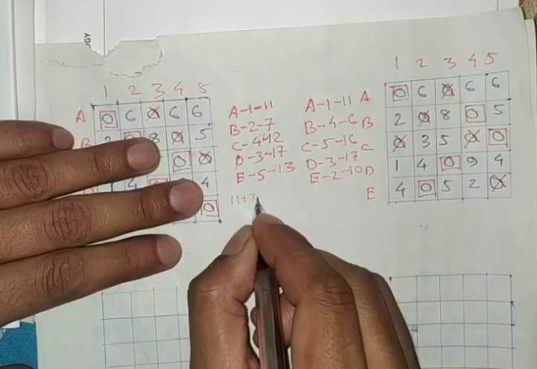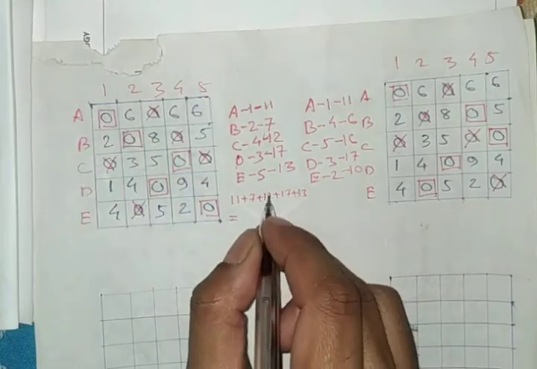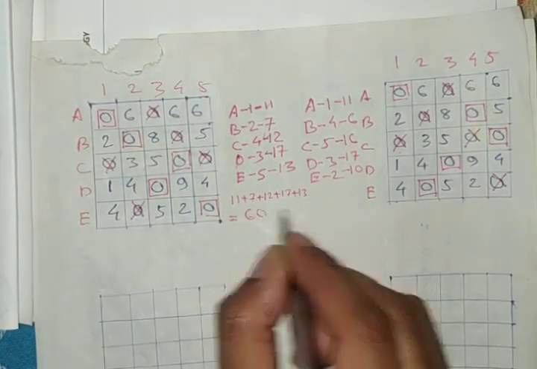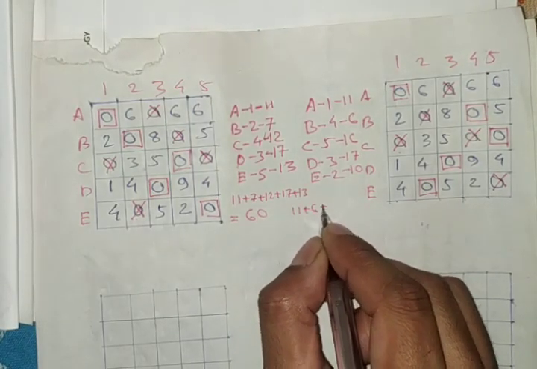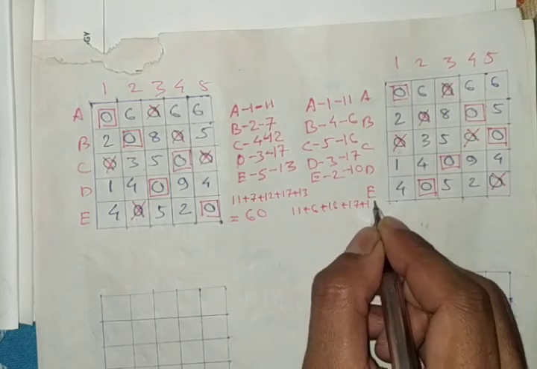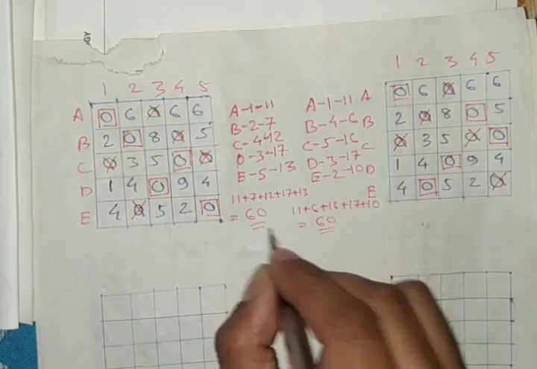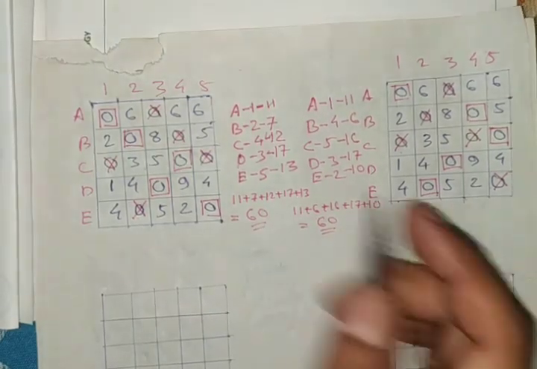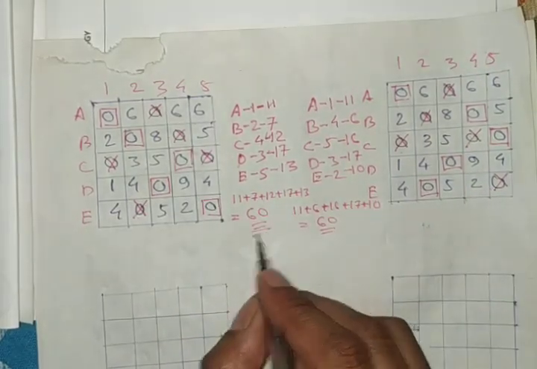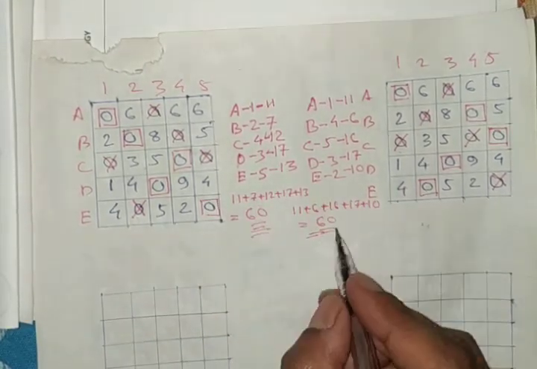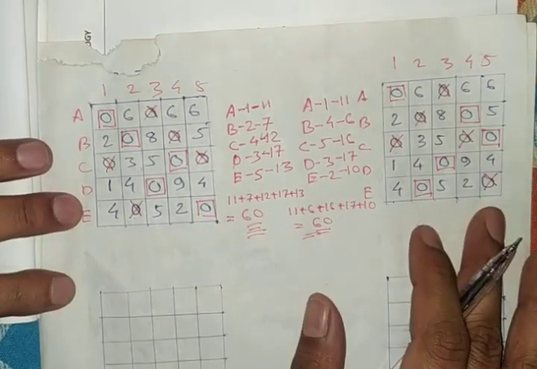11 plus 7 plus 12 plus 17 plus 13, if you do that, you will get 60. Similarly, 11 plus 6 plus 16 plus 17 plus 10, you will get 60. So this is the minimum cost associated with that. So here you will get two alternative assignments, but the cost associated with both assignments will be the same. I hope you understand the assignment problem. Thank you. Stay safe.